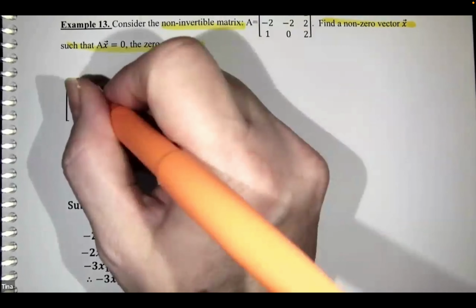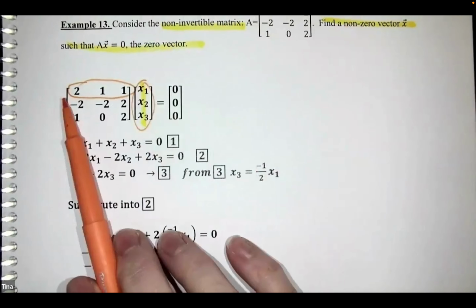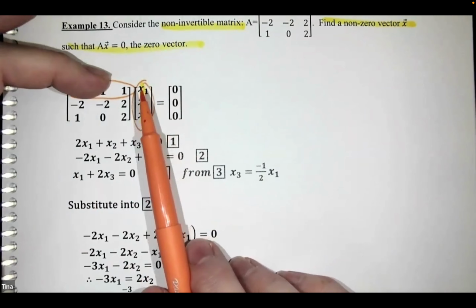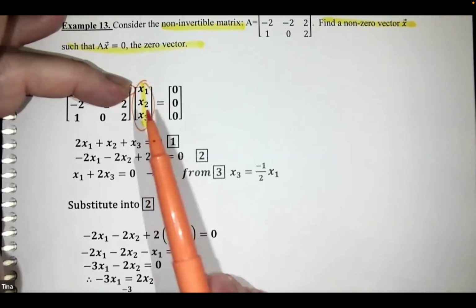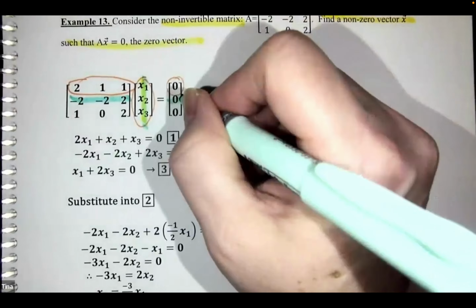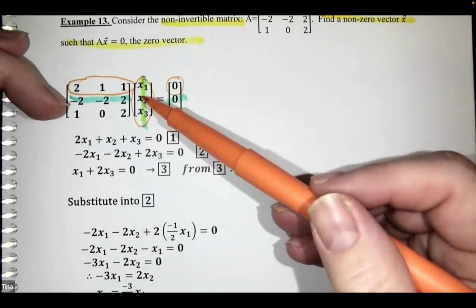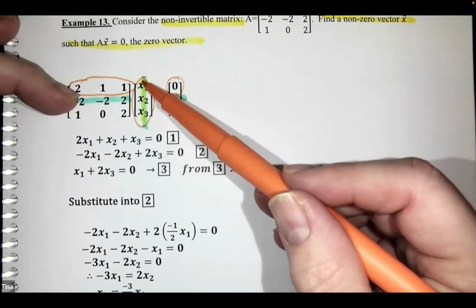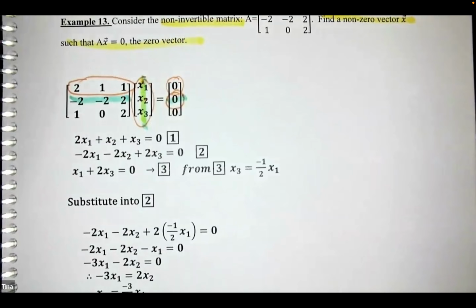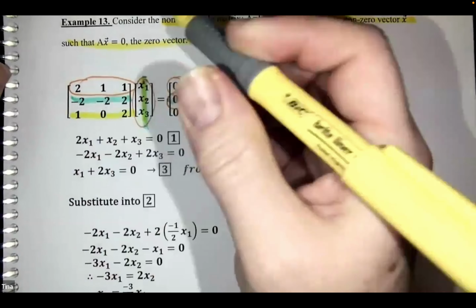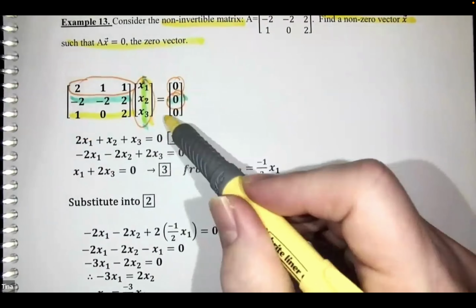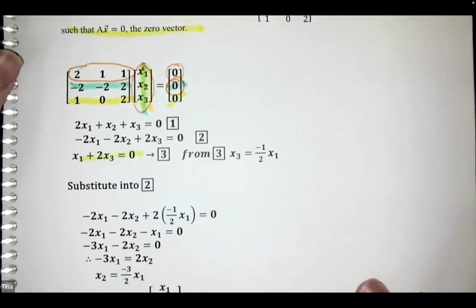So if you go to do a product, you're just going to take a row and you're timesing by this column. So we did it yesterday. It would be 2 times x1 plus 1 times x2 plus 1 times x3, and that would equal the top 0. And then you would take the middle. It's actually called the dot product, but you don't have to know that. So it's negative 2 times x1 plus negative 2 times x2 plus 2 times x3 equals the middle 0. And then for our bottom row, 1 times x1 plus 0, don't really need 0, plus 2x3 equals 0. So there's all the equations.